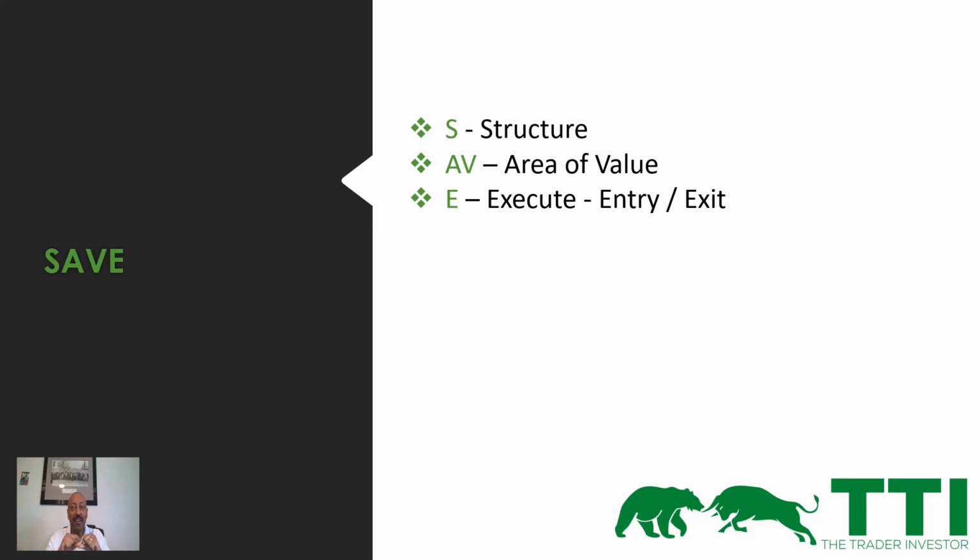And then where's the area of value? Where is price coming to take advantage of short-term pullbacks for the next leg up, or short-term rallies for the next leg down? I want to make sure that I see the area of value, and then I will execute based on the structure and area of value.